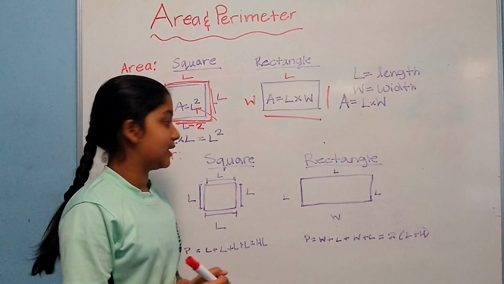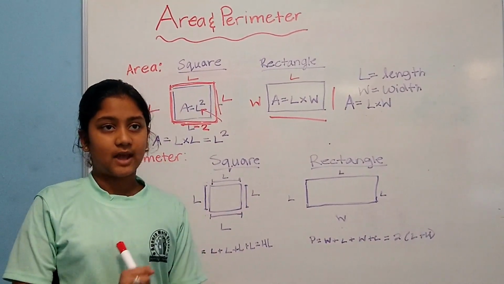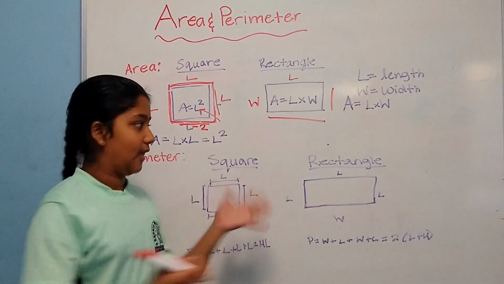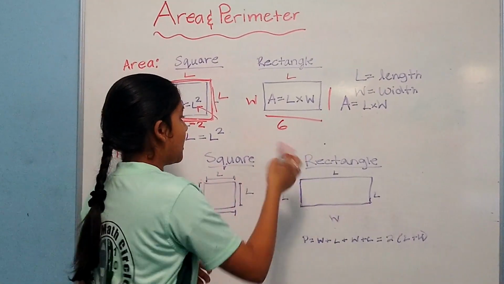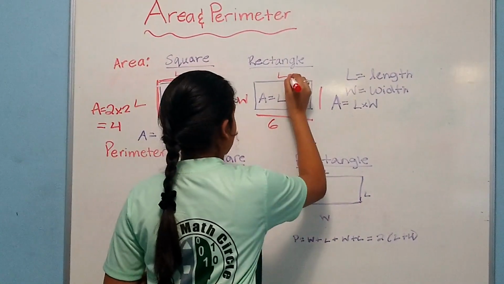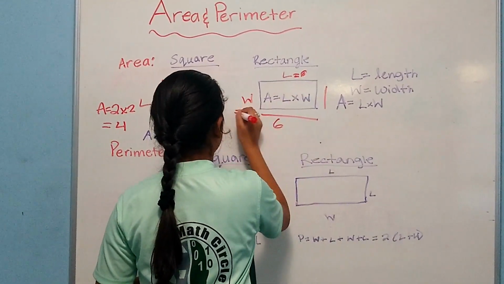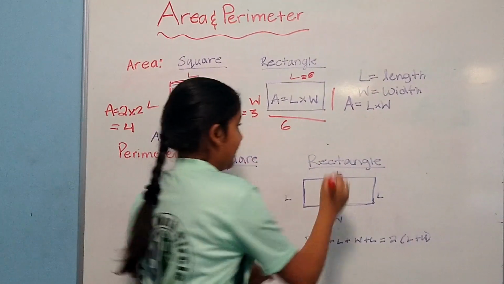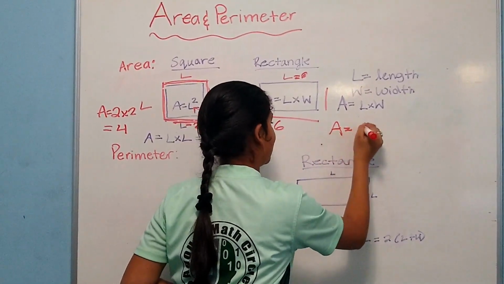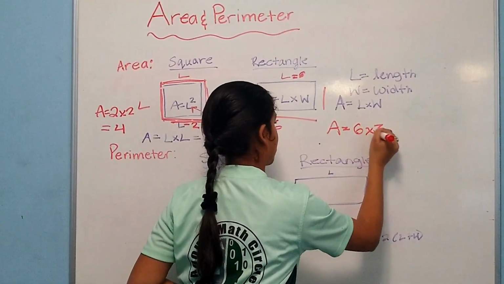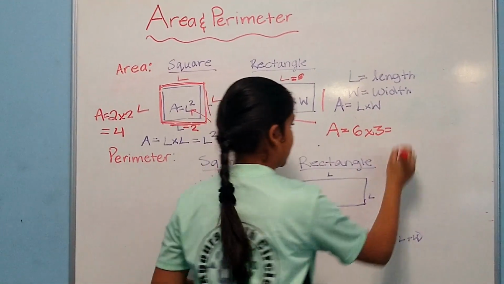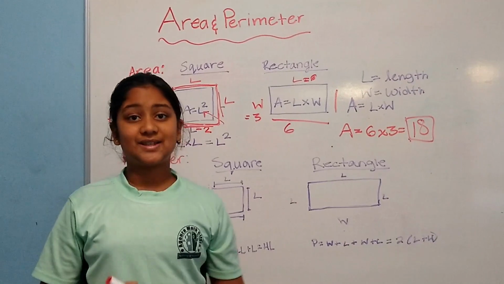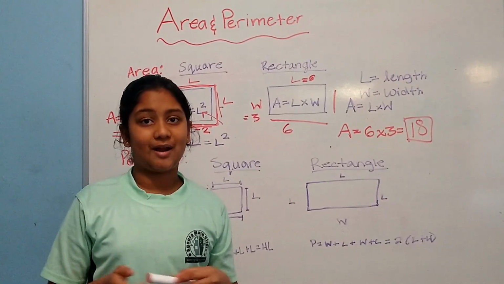So now let's go ahead and do that. Since we have to have 2 different lengths, let's say that this is 6, so the length is 6, and the width is equal to 3. So what do we have to do? We have to multiply length times width, and that is 6 times 3. And 6 times 3 is 18. So the area would be 18. So that's how you solve the area for a square and a rectangle.